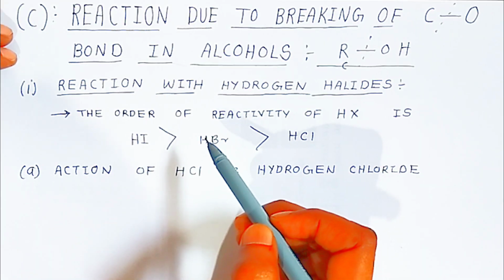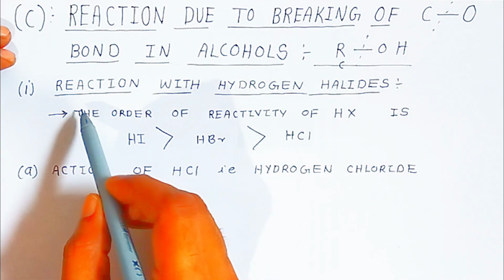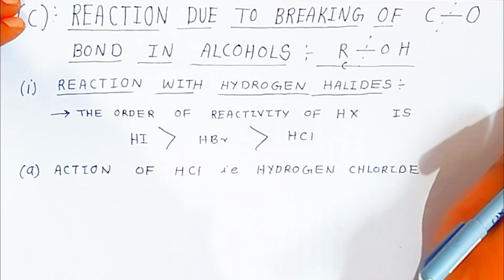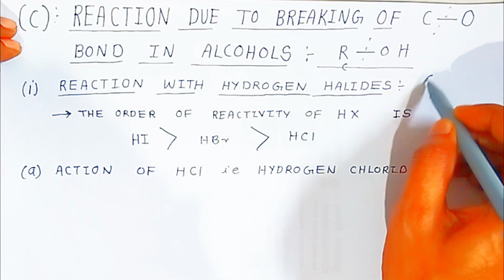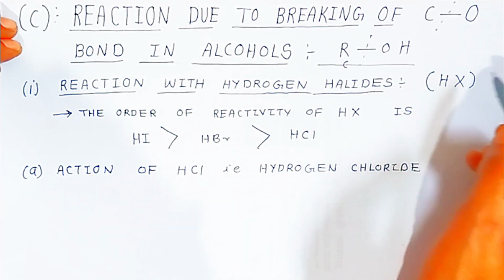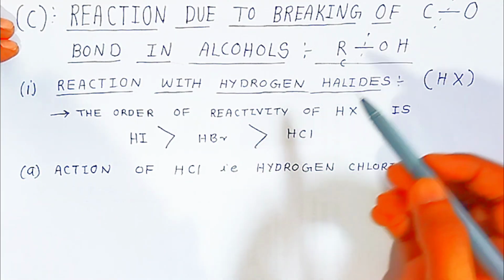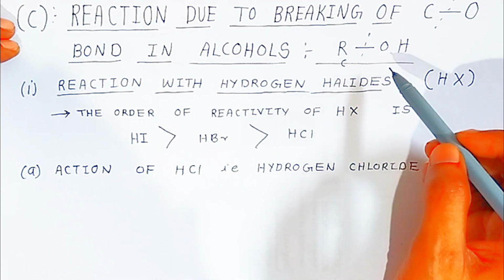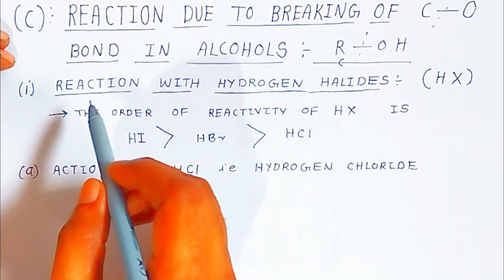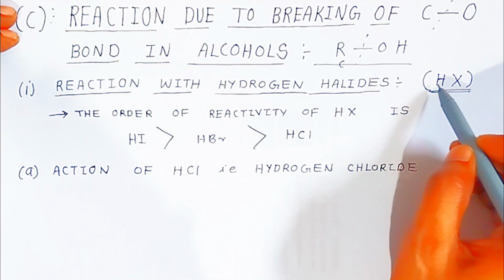When this bond breaks, we are going to add a reagent. The first reagent, students, is the reaction with hydrogen halide, which we can show with H for hydrogen and X for halide. When you add hydrogen halide reagent to alcohol, the reaction will take place. During the reaction, the carbon oxygen bond will break. That is why it is the reaction due to breakage of the carbon oxygen bond in alcohols. The first reagent we are going to add is hydrogen halide, in short HX.